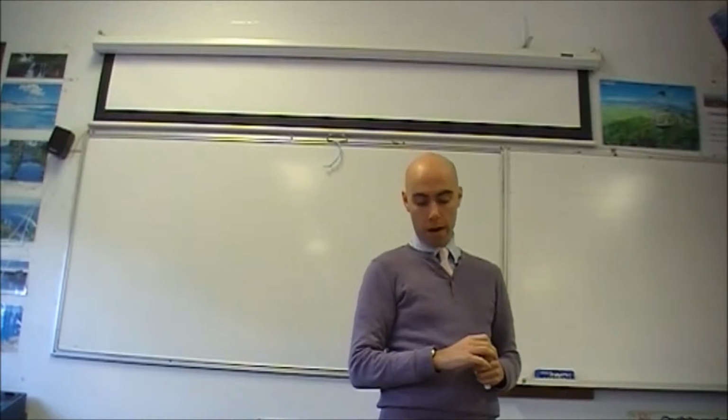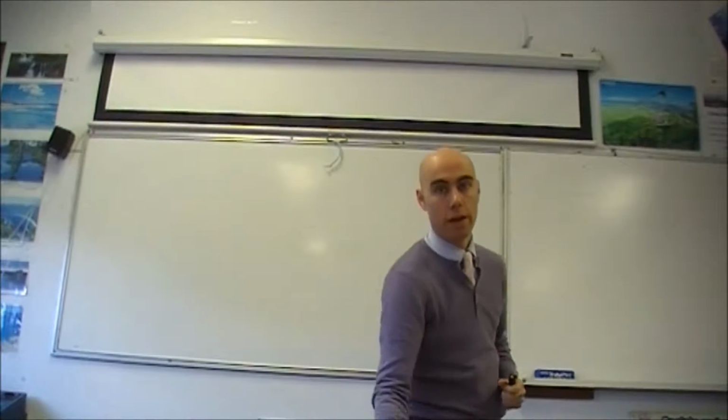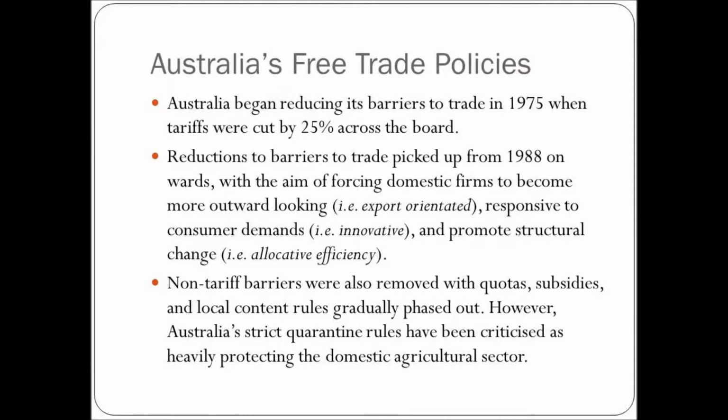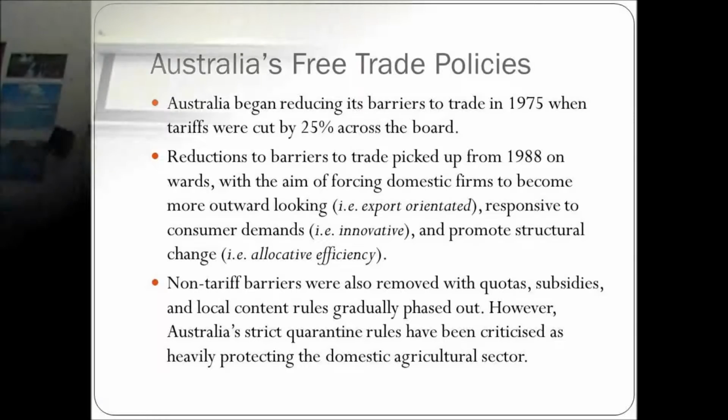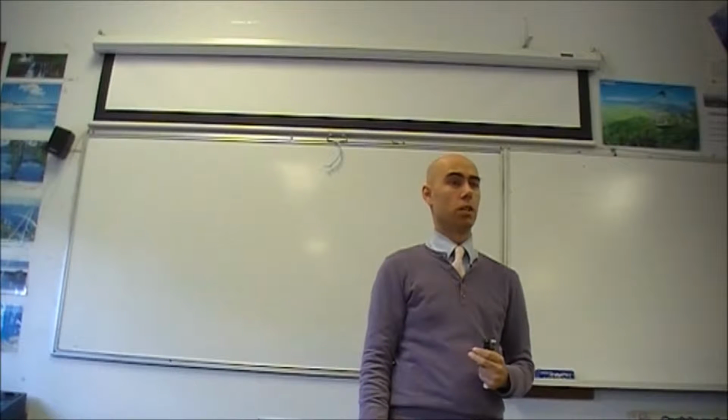If we look at the bottom part of page 1, Australia's free trade policies, we can see Australia began reducing its barriers to trade in 1975 when tariffs were cut by 25% across the board. Before this point, Australia was a highly protected economy.